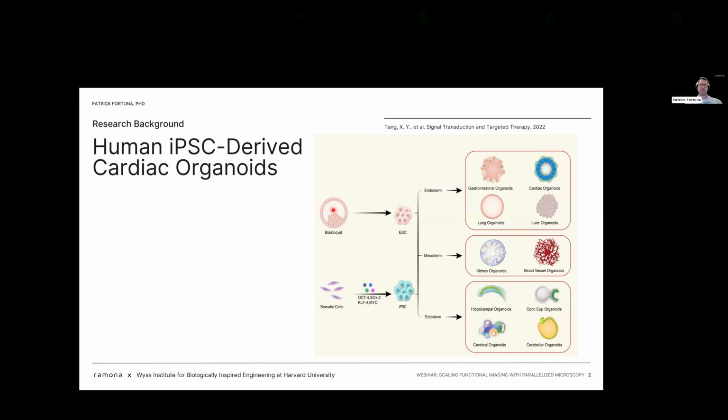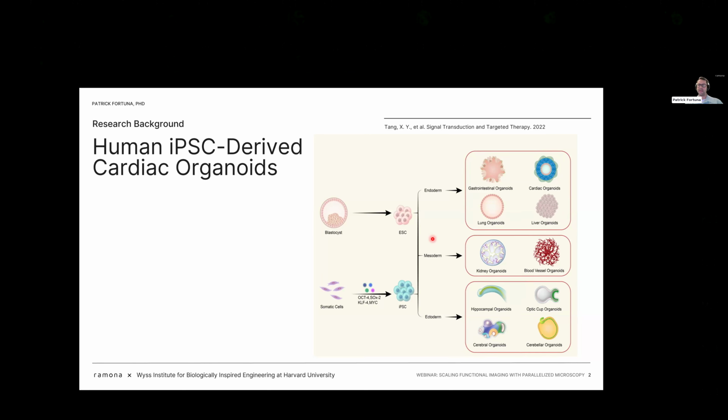After 2006, though, a lot of people have been using induced pluripotent stem cells. These were made by introducing the 4 Yamanaka factors into somatic cells, which in turn you could reprogram back into a pluripotent state. Over the last 15 to 20 years, people have come up with these really beautiful protocols of how to generate tissue-specific organoids across the 3 germ layers.